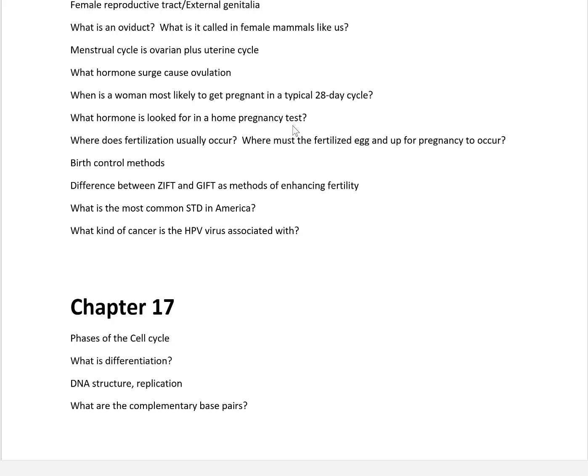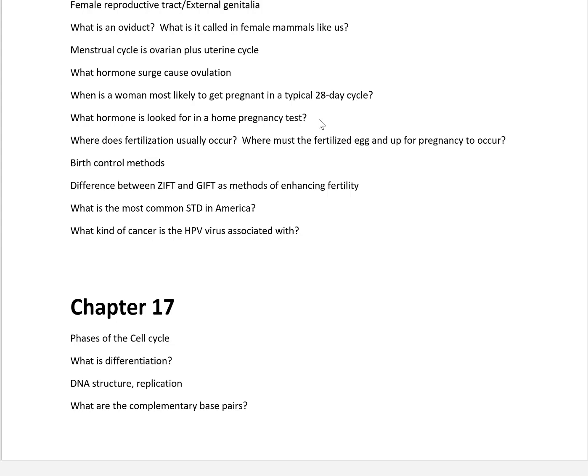All right, what hormone do they look for in a home pregnancy test? One of the cool things that happens here is after ovulation, the corpus luteum, where the follicle, where the egg was, starts to release progesterone. But if you get a fertilized egg, the shell around the fertilized egg is actually going to start to release HCG, human chorionic gonadotropin. So a home pregnancy test is a urine test looking for HCG in your urine. If the levels are high enough, then chances are you're pregnant.